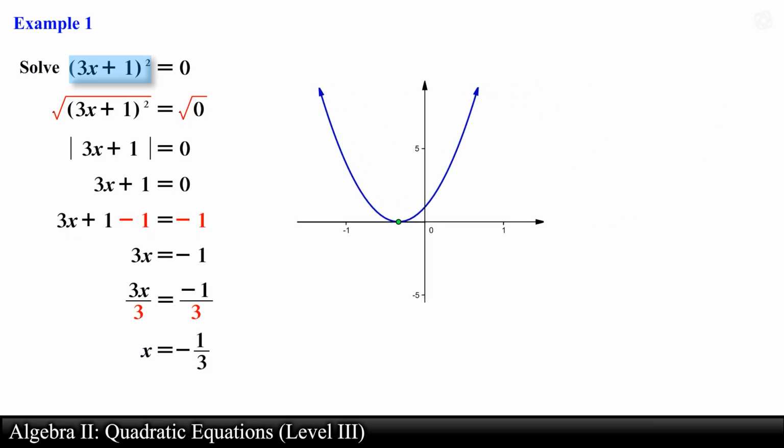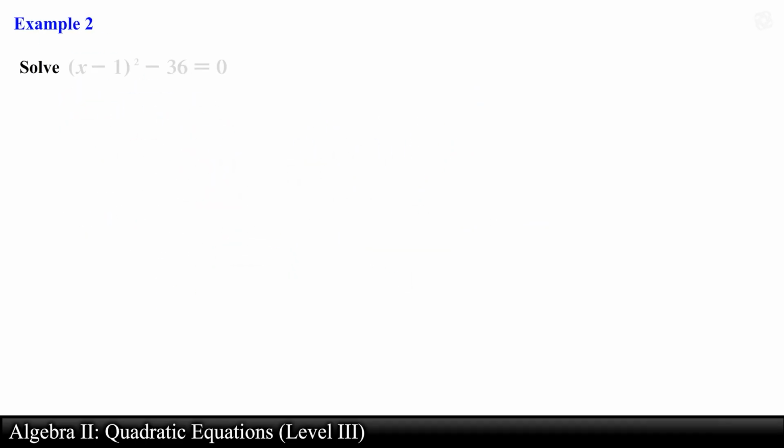If we graph the left-hand side of the equation, we would obtain the following graph. Notice that the graph touches the x-axis at negative 1/3, 0, only once. This is an example of a repeated or multiple root of a quadratic equation. More about this in a later video. Let's move along and try the next example.